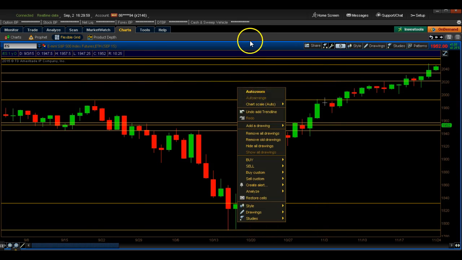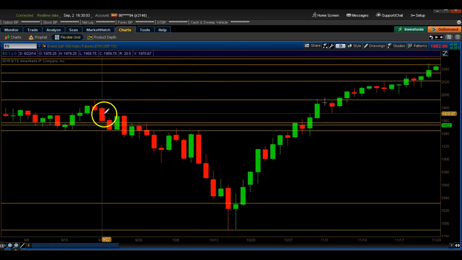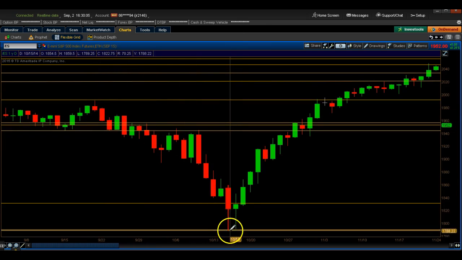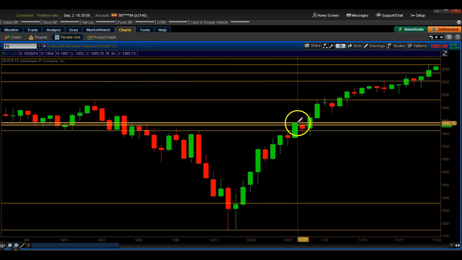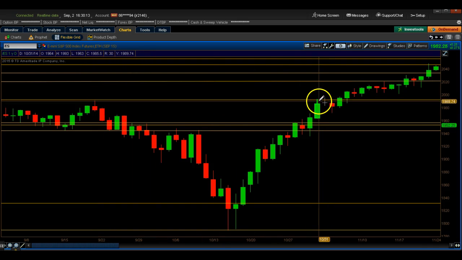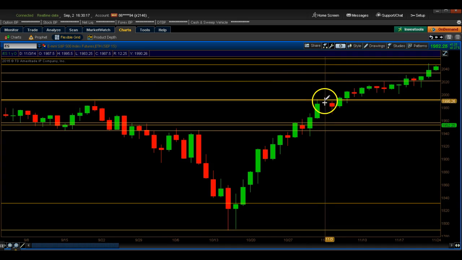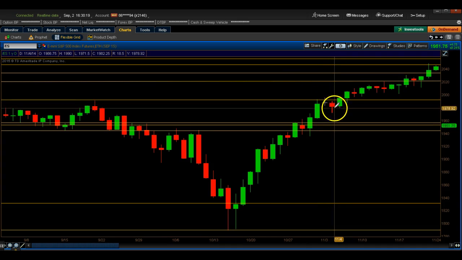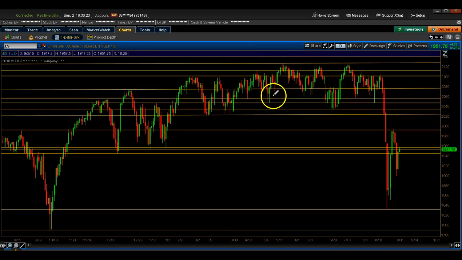If we zoom in, we can see we made a high here. We fell, made a low, and then as we rallied all the way back to this high, look at what price did. We touched and we pulled back. Touch, break above, look above, and then fail. Come back. These are all trading opportunities.